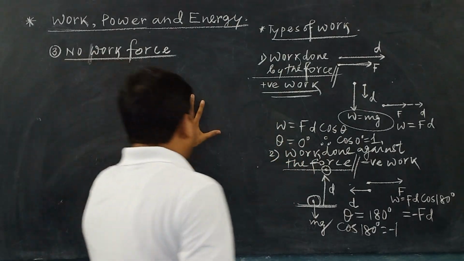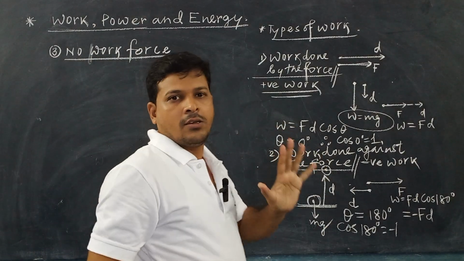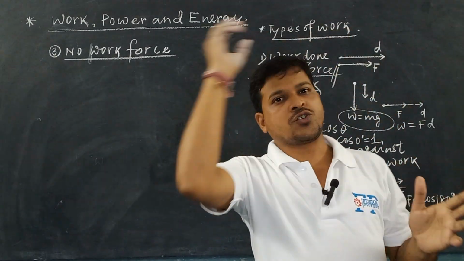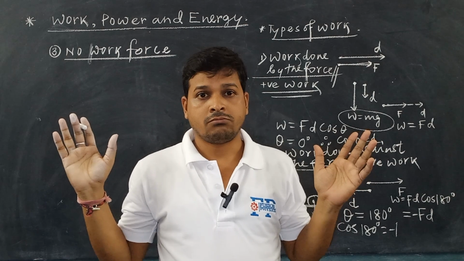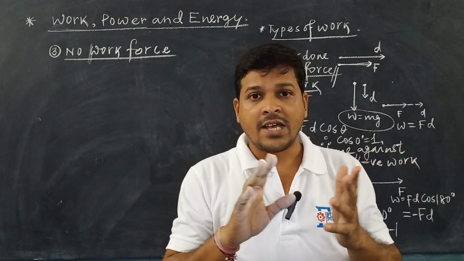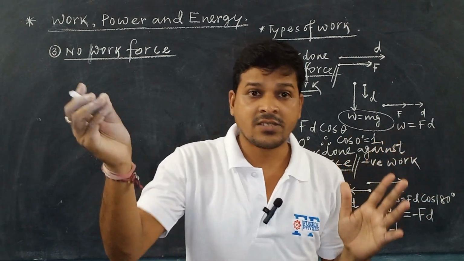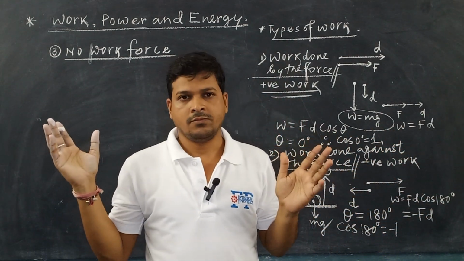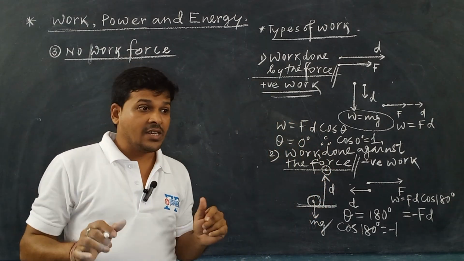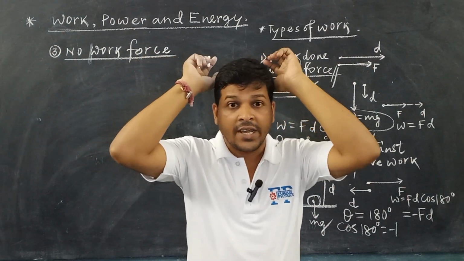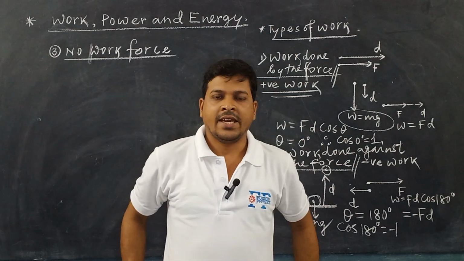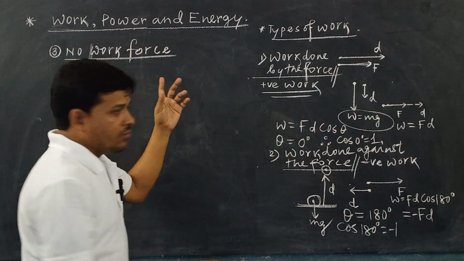What happens if we push the wall? We are pushing the wall, but the wall does not displace at all. All the planets move round the sun, but each planet does not do any work against the centripetal force of the sun. Similarly, if the potters carry load on their head, then the potters do not do any work against gravity. How can we explain this?